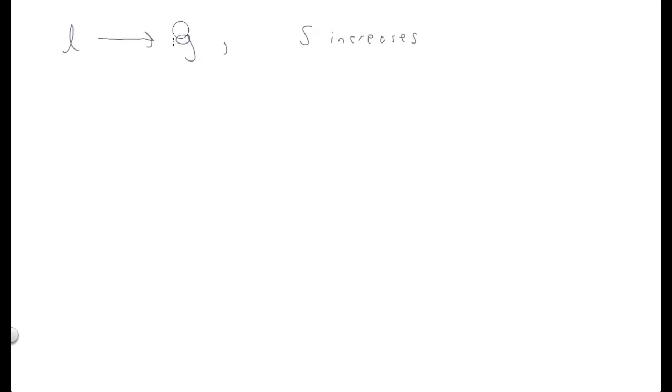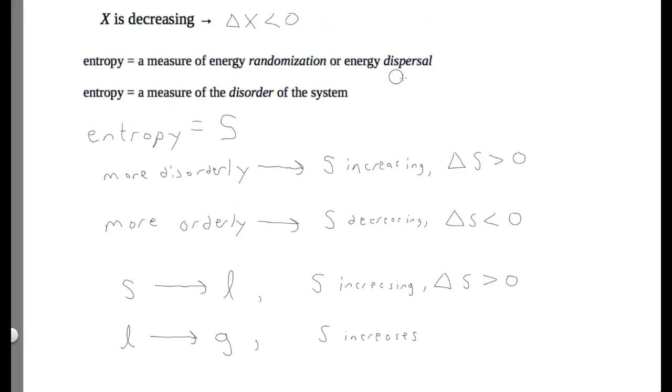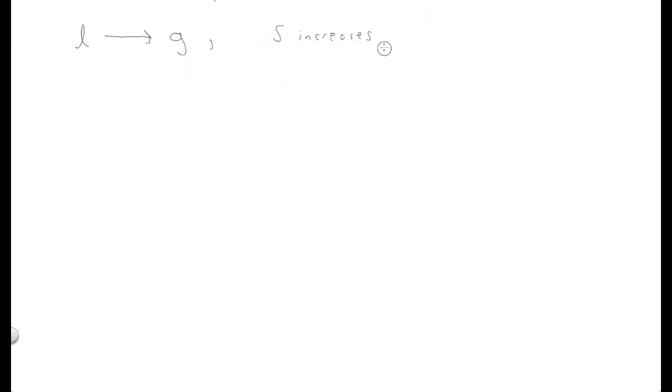Also, another way to think about it is that in a gas, the molecules are more dispersed, right? Remember that energy dispersal also increases entropy. When things become more randomized or more dispersed, there's an increase in entropy. So in both those ways, S would be increasing. What would you predict here about delta S? It would be positive. Okay, your answer was a good one for that question.